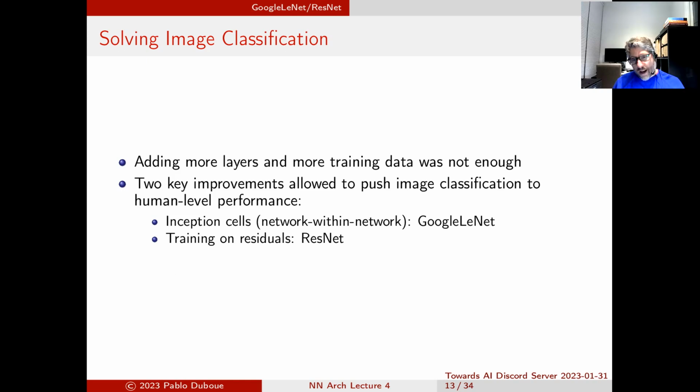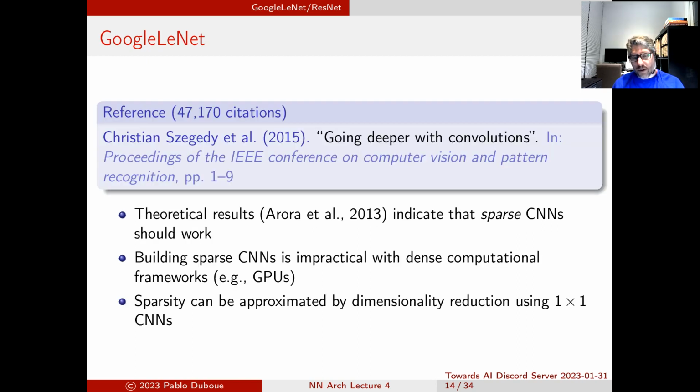So from AlexNet to the present, how did we get there? There are two things that are very important from the architecture perspective that I want to talk about today. One is Inception cells, the concept of a network within a network that inspired the GoogLeNet architecture, and then training on residuals, which is ResNet. So let's talk about them next.